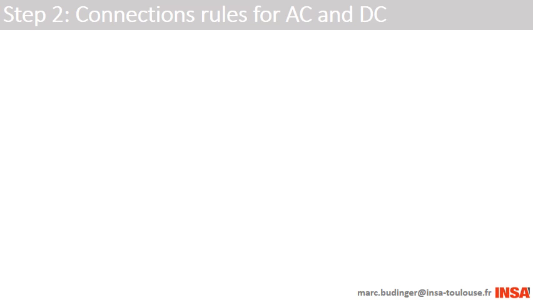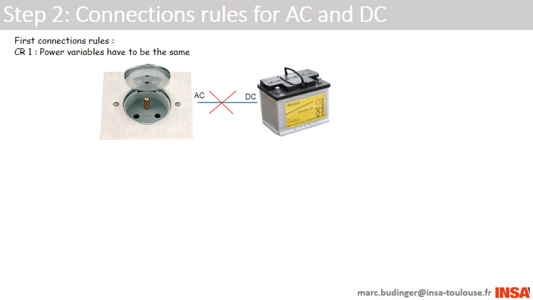When there is a combination of several cards or several components, it is mandatory to respect certain rules. The first two rules are to be applied regardless of the device. CR1, similarity of power variables between cards. You cannot directly connect the battery to the EDF network, AC-DC.